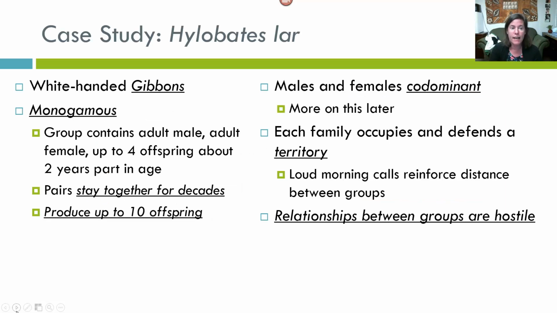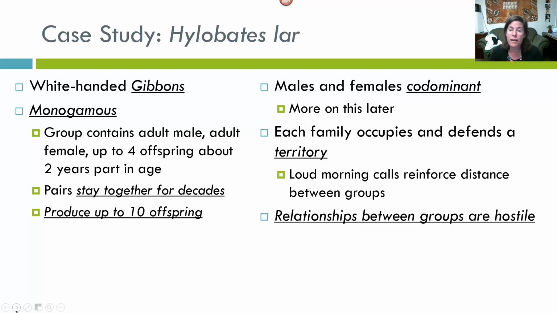A classic example of a monogamous primate is a species known as Hylobates lar. These are commonly called the white-handed gibbons. As I said, they are monogamous. A typical social group contains an adult male, adult female, and up to 4 offspring. Each is approximately 2 years apart in age, so every 2 years the female gives birth to another offspring.